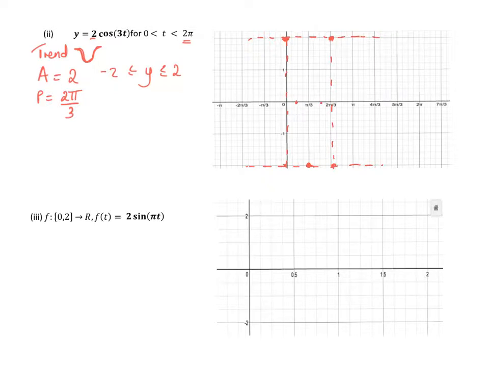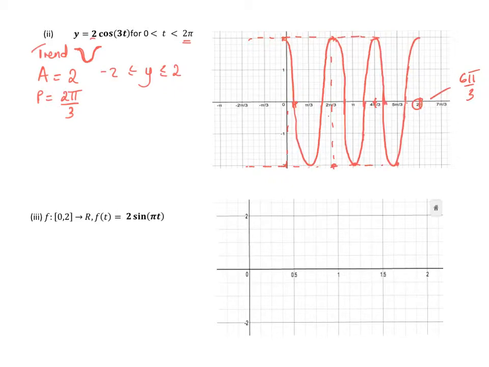So let me see if I can get that done. Oh, it's not very good, but yours will be better. So there's 1, and I need to go all the way to 2 pi. So 2 pi on 3, the next bit would be 4 pi on 3, and then the next bit would be 6 pi on 3, which is 2 pi, yeah, 6 pi on 3. So I'm going to have another 2 repetitions there.